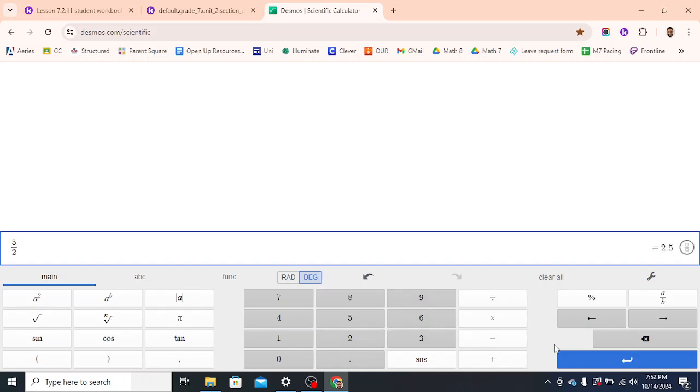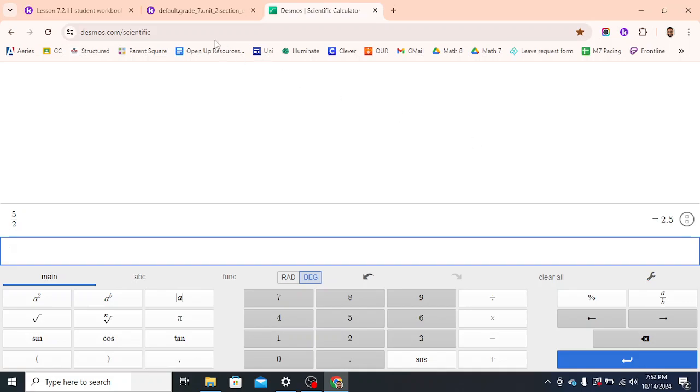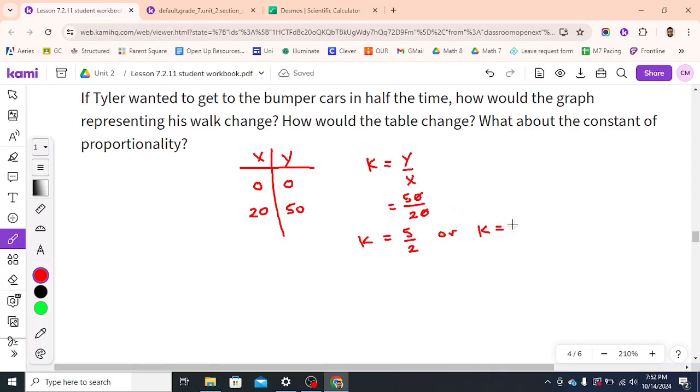5 divided by 2 gives us 2.5. So the constant of proportionality, if he wanted to get there in half of the time, doubled. So 1.25 times 2 gives us the 2.5.